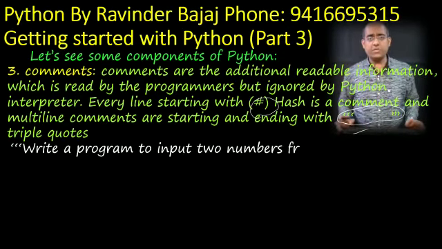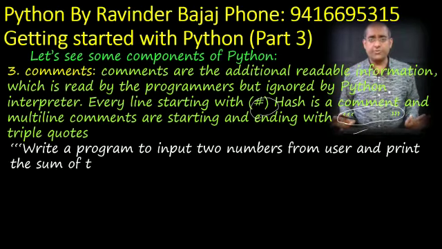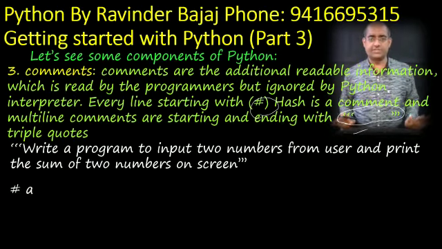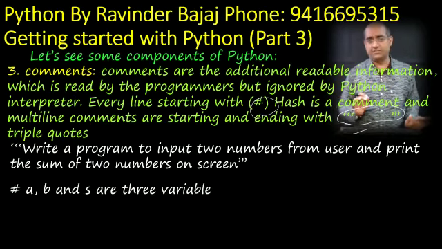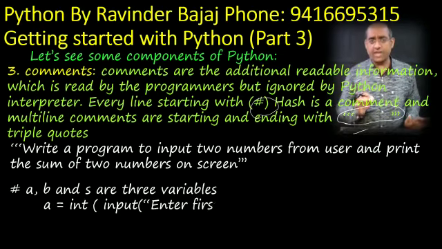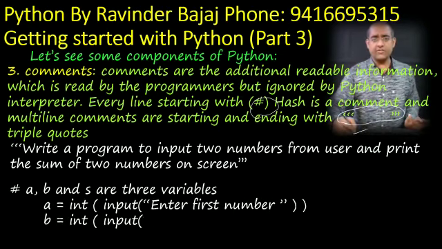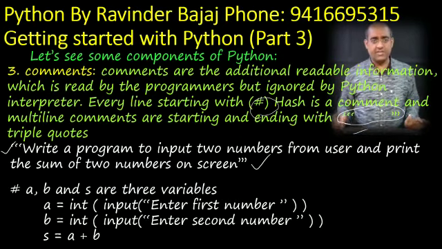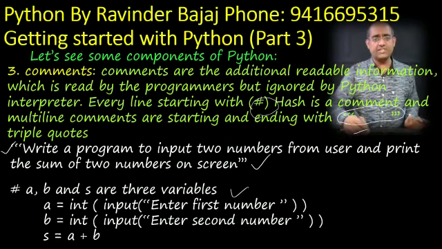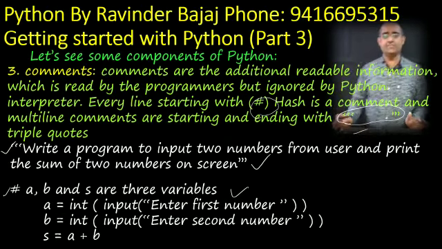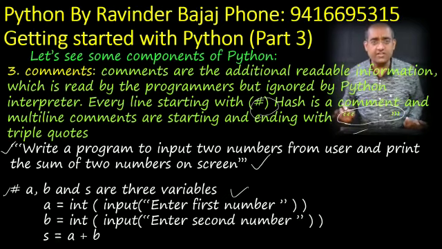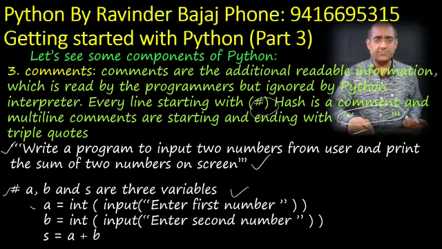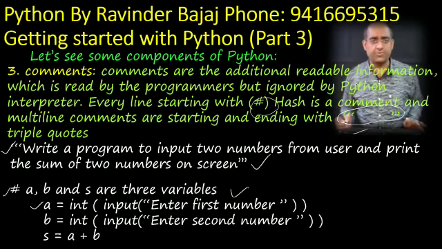Write a program to input two numbers from the user and print the sum of the two numbers. This is just a statement, a question. So I have written it in triple quotes, and this paragraph will be ignored by the interpreter. Now here I'm writing that A and B are two variables. It is again starting from a hash. So all the lines which start with a hash are comments. The actual program for the interpreter starts from here. The interpreter will start reading the program from here.